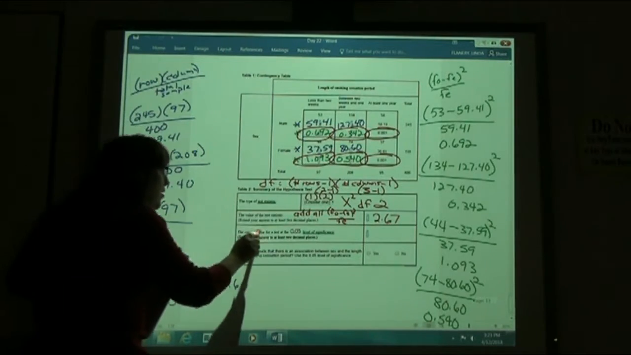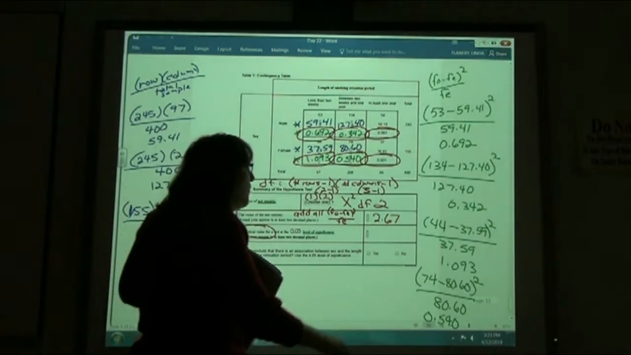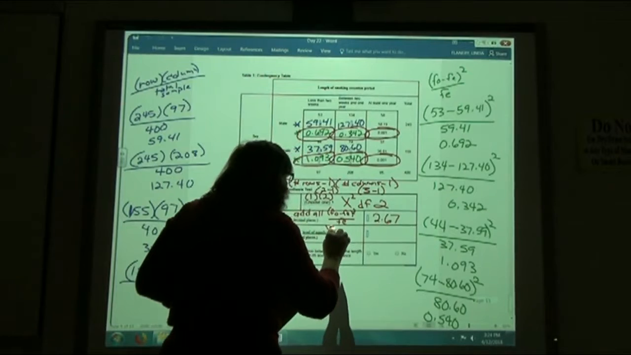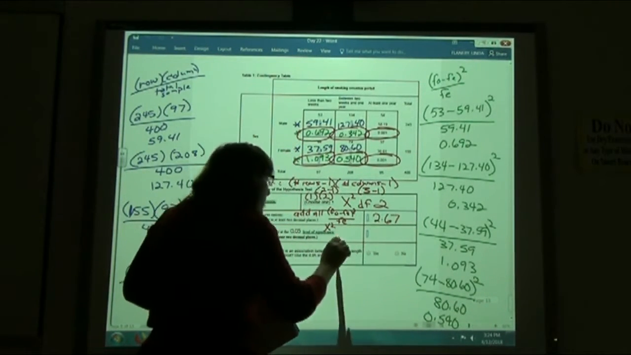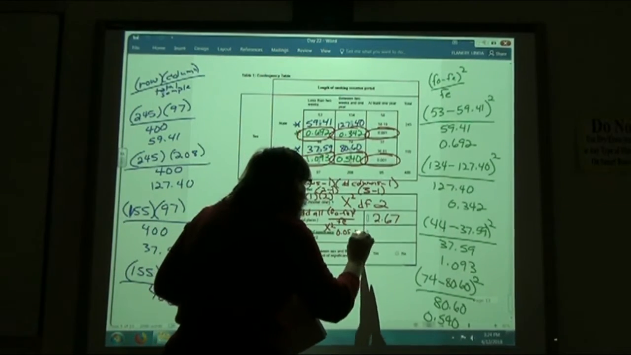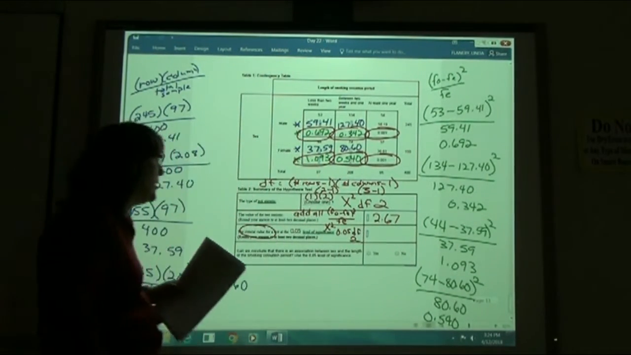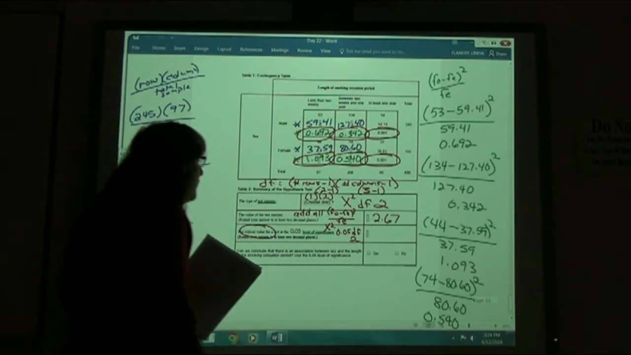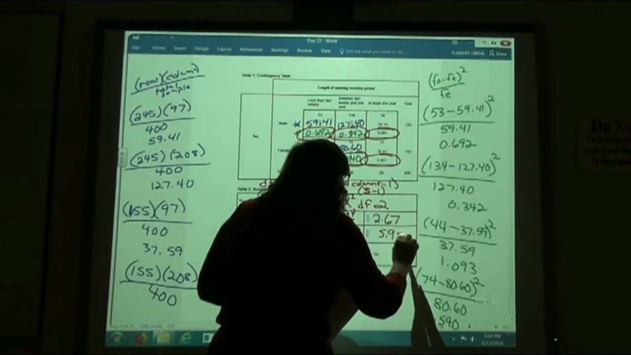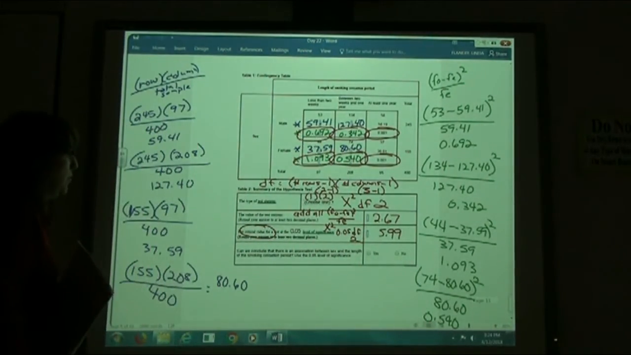We are going to do the critical value. We're going to do chi-squared sub 0.05 with a degree of freedom of 2. You have to use your calculator to do that one. Chi-squared sub 0.05 with a degree of freedom of 2 gives us 5.99 for our critical value.